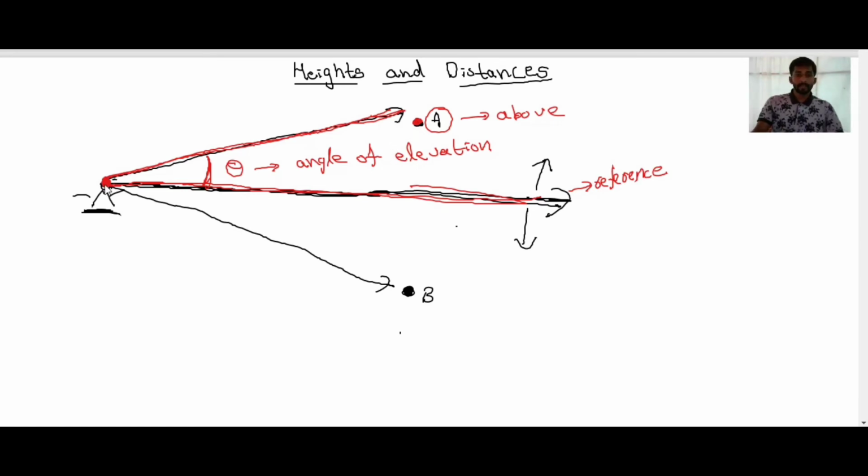Then see, same person I am taking, this person's eye, and the object B. Now see, from the eye, first I am drawing one horizontal line. This is our reference line. Draw one horizontal line from the person's eye. Then see, that person is looking downwards, because that object B is in a downward direction, right? Clearly this arrow mark indicates the person is looking downwards.